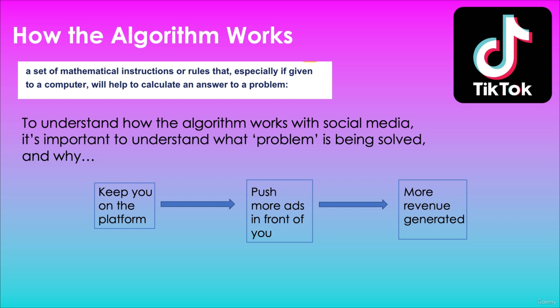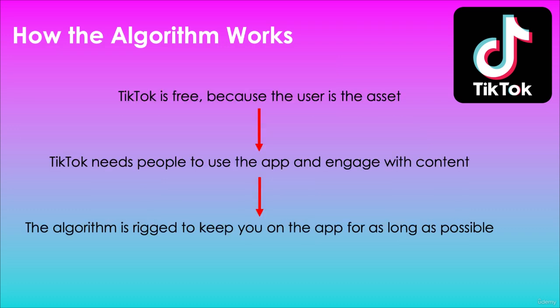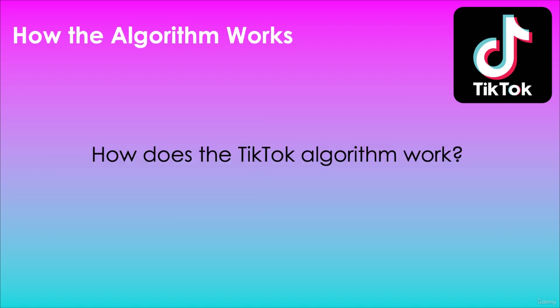To understand how the algorithm works with social media, it's important to understand what problem the algorithm is solving and why. The biggest challenge for social media companies is to get you onto their platform and to keep you on their platform for as long as possible. This is so they can serve more ads to you, as 99% of revenue from social media companies come from ads. So they have a vested interest in keeping you on their platform and engaging with as much content as possible. The way they entice you onto staying on their platform is by using the algorithm to put super relevant, super targeted content right in front of your eyes and make it difficult for you to get off the app.